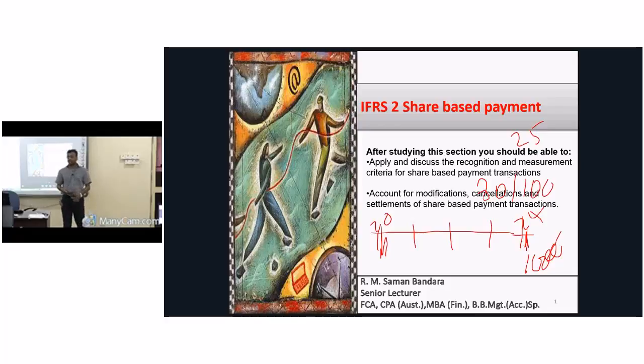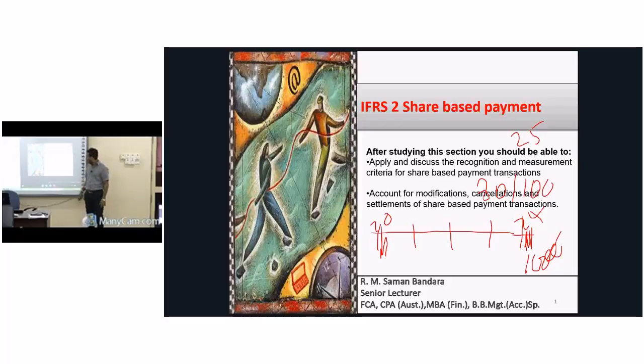Sometimes you will resign at the end of the 5th year after achieving this. So what should be the accounting treatment for this 10,000 at the end of the 5th year? Probably I will pay it by cash at the beginning of the 6th year. Understand? How much? 10,000 for these 5 employees.